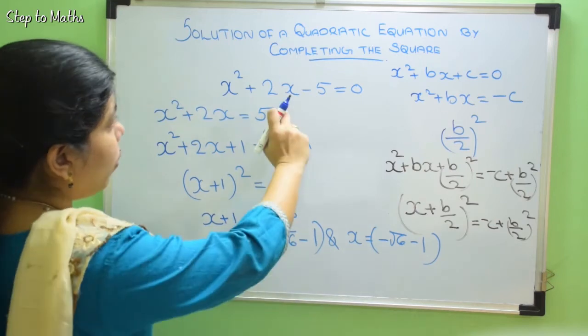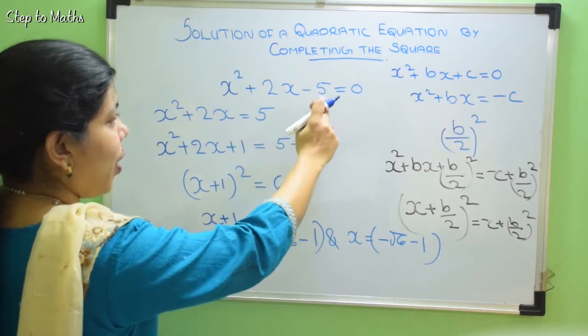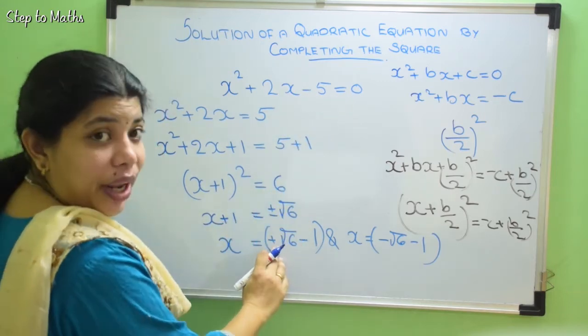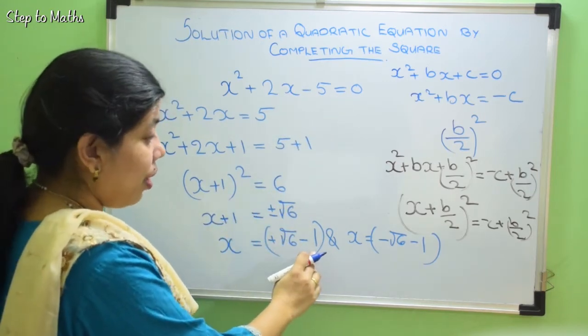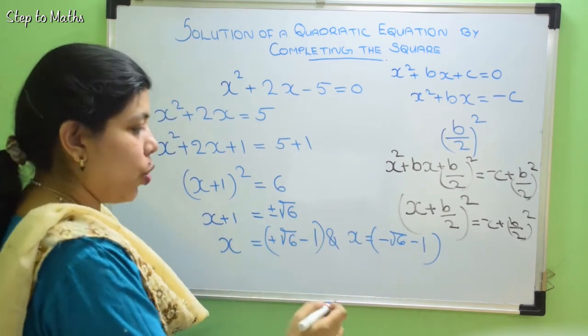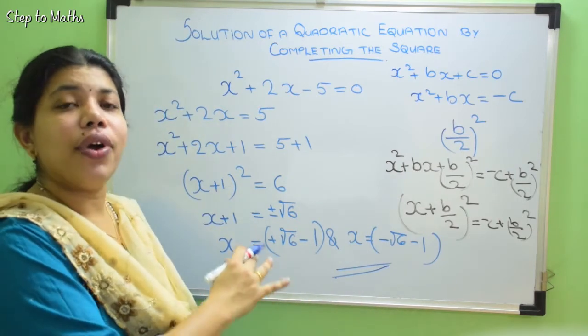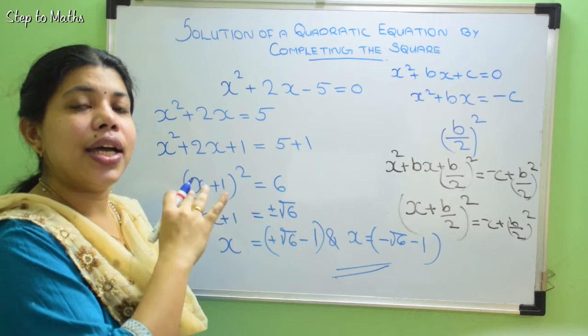So the roots of this quadratic equation x square plus 2x minus 5 is equal to 0 are plus root 6 minus 1 and minus root 6 minus 1. This is the method of completing the square.